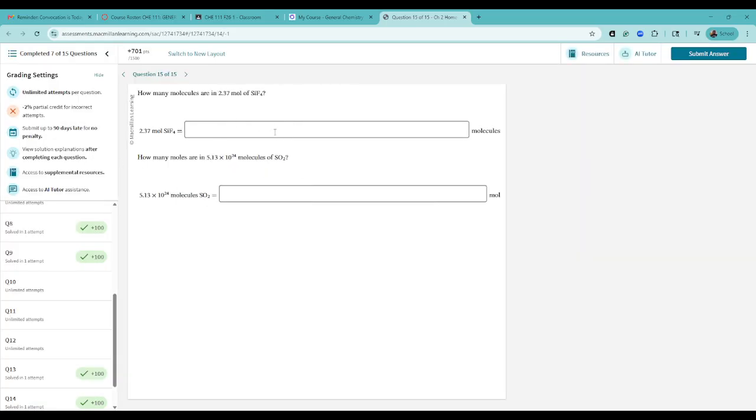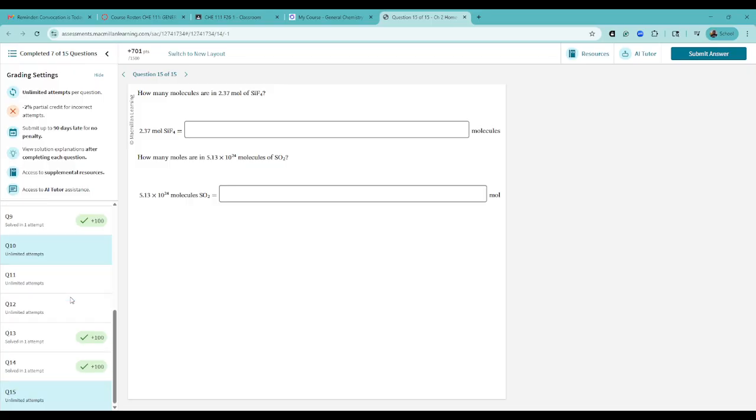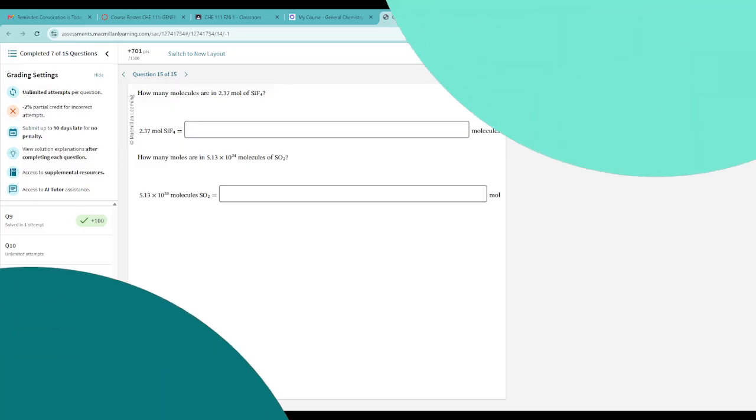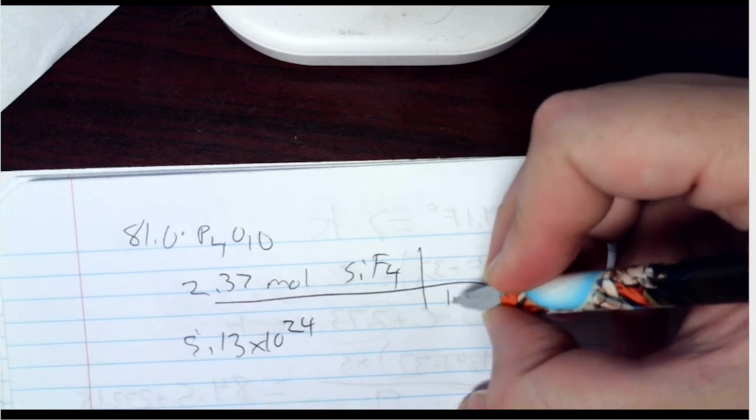So the last one that I'm going to do, last one on the assignment. How many molecules are in 2.37 moles of SiF4? How many moles are in 5.13 times 10 to the 24th molecules of SO2? So we're just doing moles to molecules, molecules to moles. The trick here is just make sure you got your order of operations right. So moles to molecules, you're going to multiply by, for every 1 mole, there is 6.022 E23.